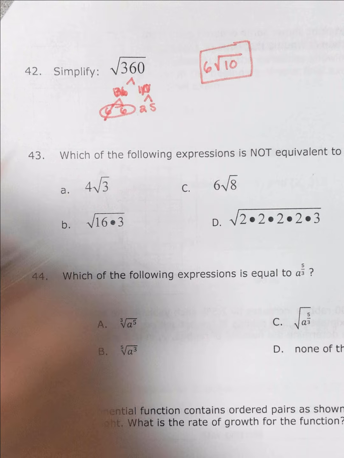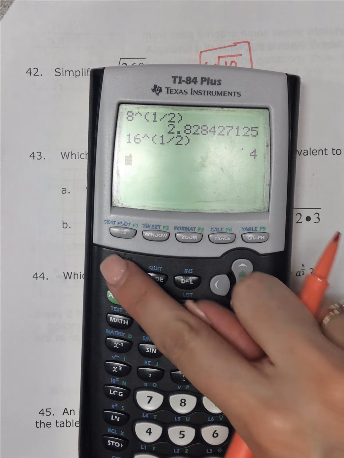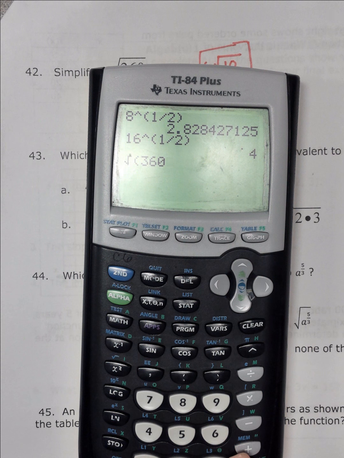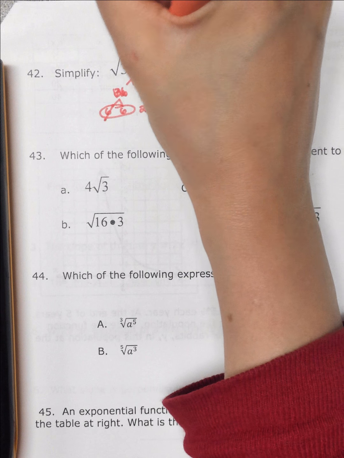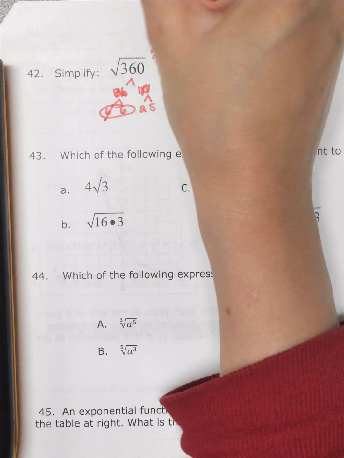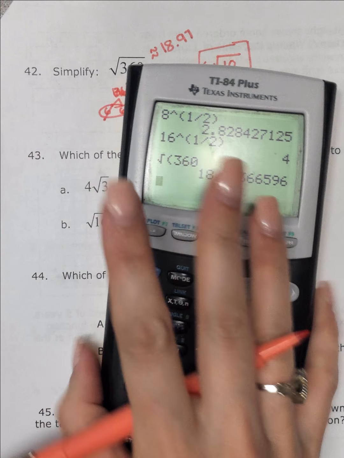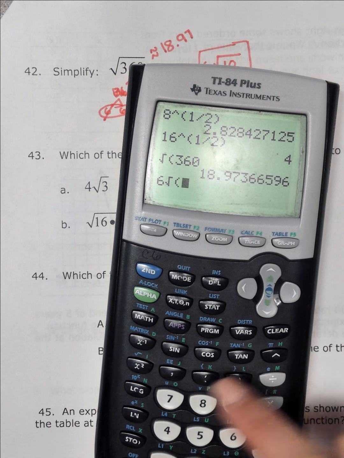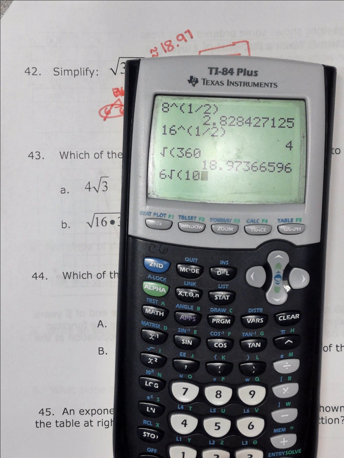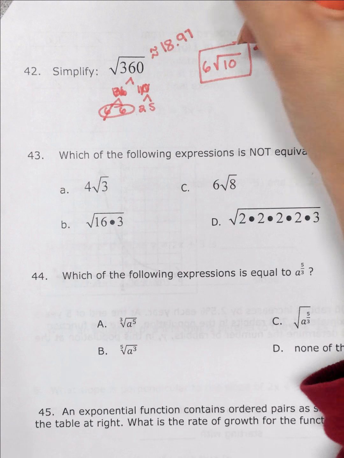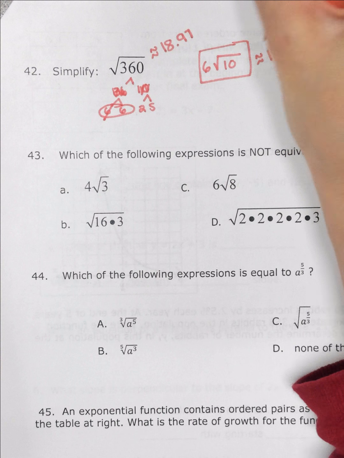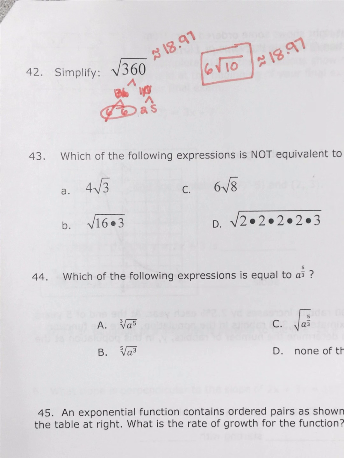We could check our answer. So the square root of 360 is 18.97, so approximately 18.97. So let's check our answer. 6 square root of 10, 18.97. So yes, we did it correctly.